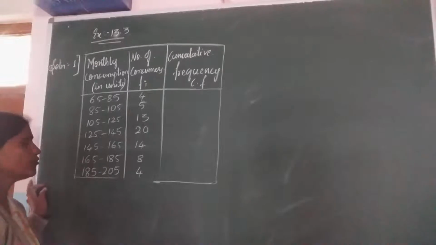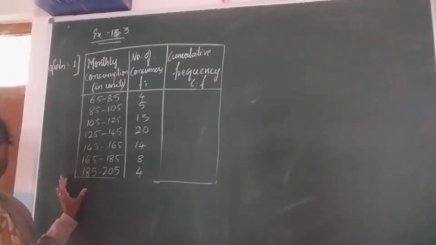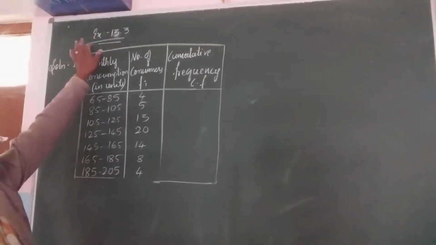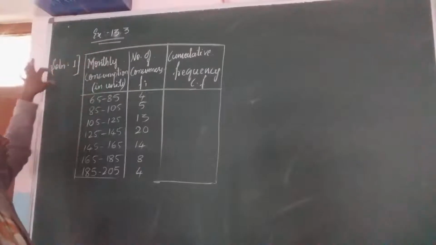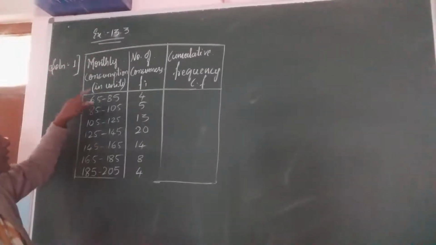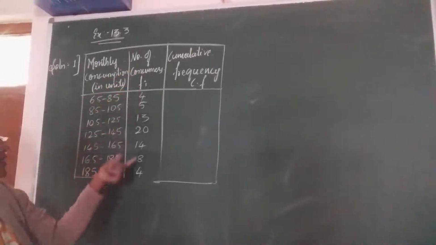Now let us go for the grouped data. If they have given grouped data, then how do we find the median here? Let us take the example of exercise 13.3, the first question. They have given the monthly consumption of electricity in units, and the number of consumers in the next column.